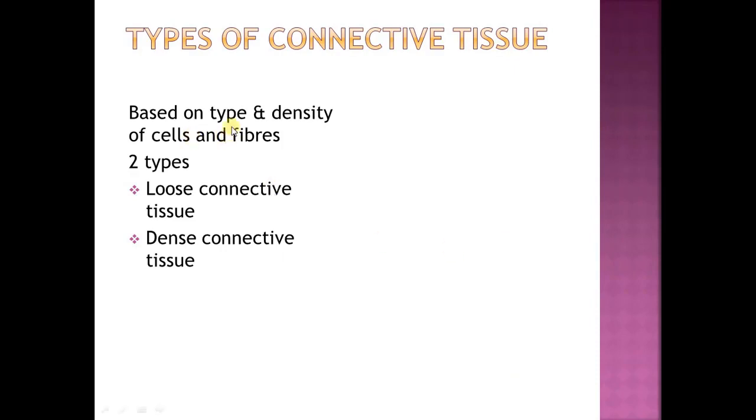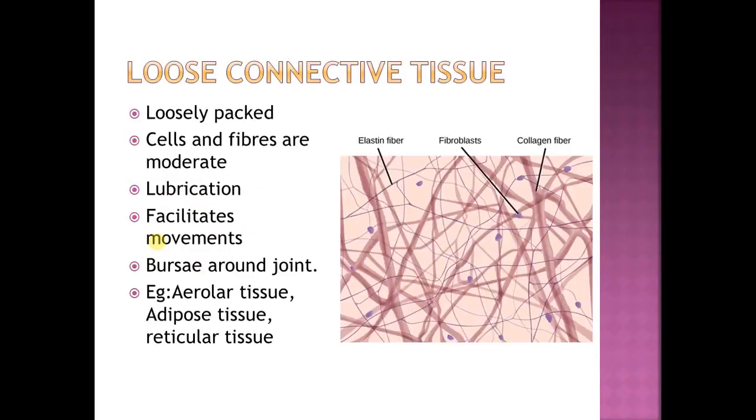Based on the type of the cells and fibers present inside that connective tissue and the density, how thickly, which type of cells or fibers dominate, the connective tissue can be broadly classified into loose connective tissue and dense connective tissue. So loose connective tissue, a very good example is the loose areolar tissue, other type being your reticular or adipose tissue. So the cells and the fibers, they are not very thickly populated.